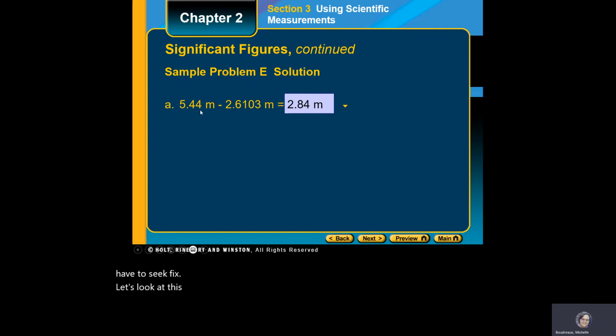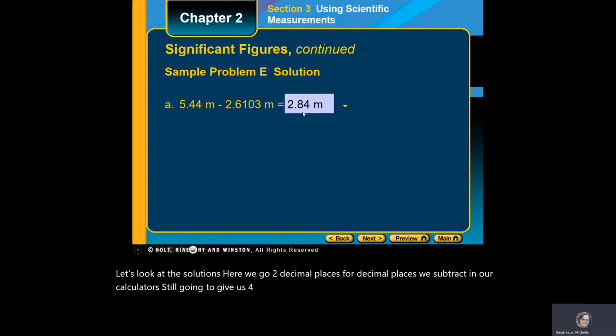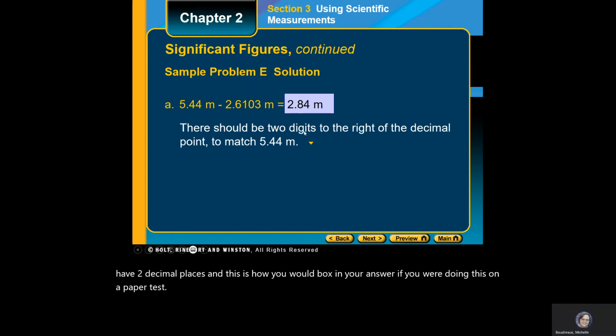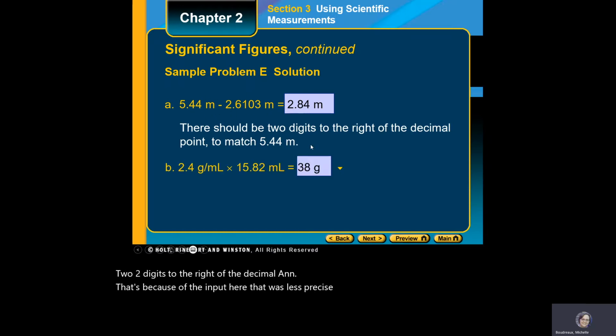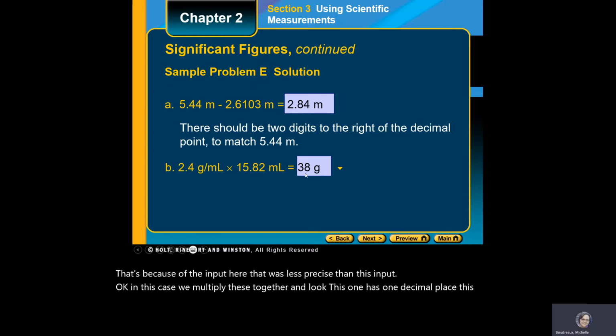Here we go. 2 decimal places, 4 decimal places. We subtract, and our calculator is still going to give us 4 decimal places, but we know that our answer can only have 2 decimal places, and this is how you would box in your answer if you were doing this on a paper test. 2 digits to the right of the decimal, and that's because of the input here that was less precise than this input. Okay, in this case, we multiply these together, and look, this one has 1 decimal place, this one has 2, but our answer has none.